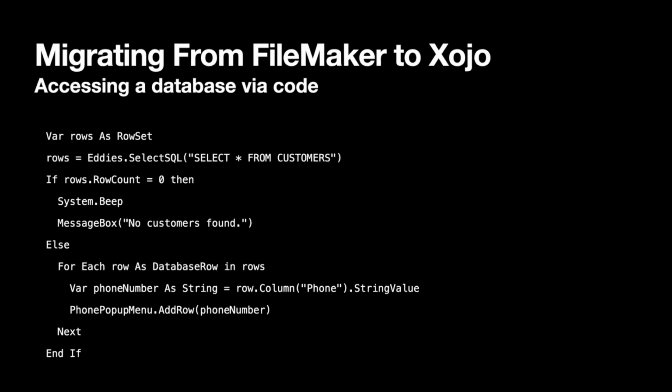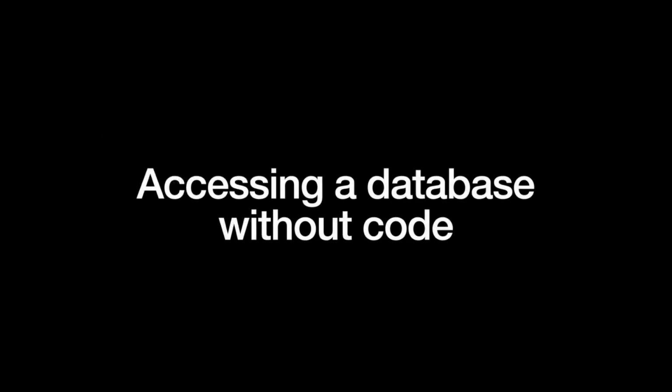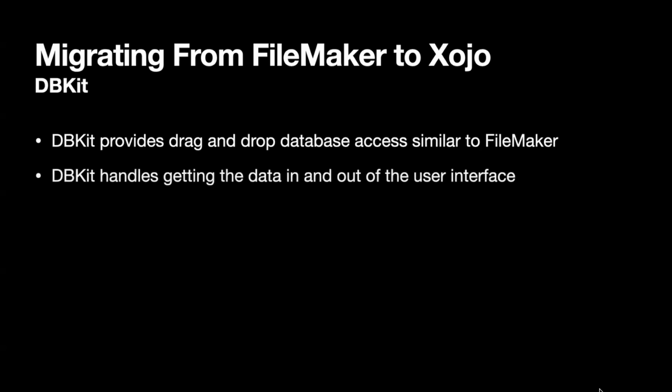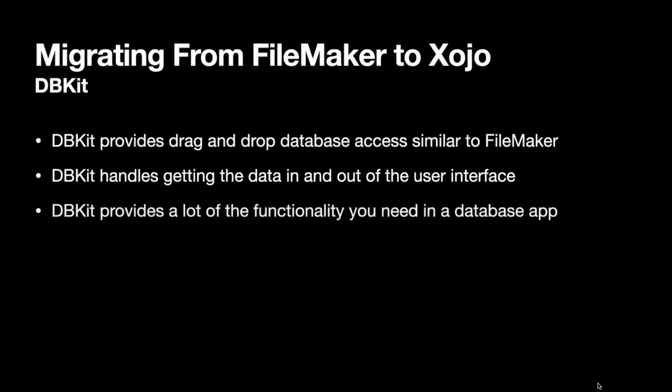Now, the good news is you don't even have to do this. You can access a database without any code, and that's with using something called DBKit. DBKit is something that you add to your Xojo project. You just copy and paste it right in. In fact, we ship it as an example, and it provides drag and drop database access similar to FileMaker. And I'm going to show you that in a minute. It handles getting all the data in and out of the user interface without you having to write code, just as you're used to in FileMaker. It also just provides a lot of the functionality you need in a database app.